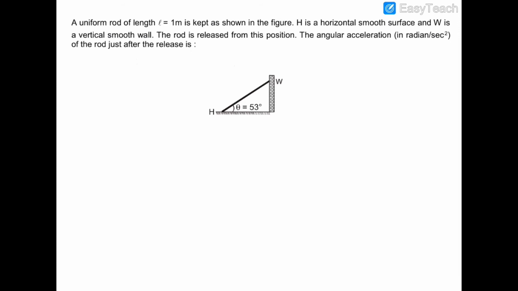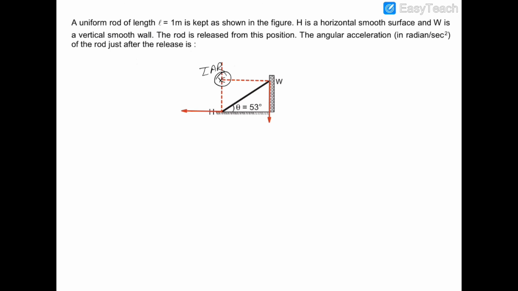Now we know that if this rod is released from rest, then this point H, or I can say the point which is on the ground, would be slipping in this direction, and this point would be slipping in this direction. So if we draw the two perpendiculars on these velocities, then the point of intersection of these two perpendiculars would be this one, which is the IAR. So this is IAR, and hence we have to consider only rotational motion of the rod about IAR.